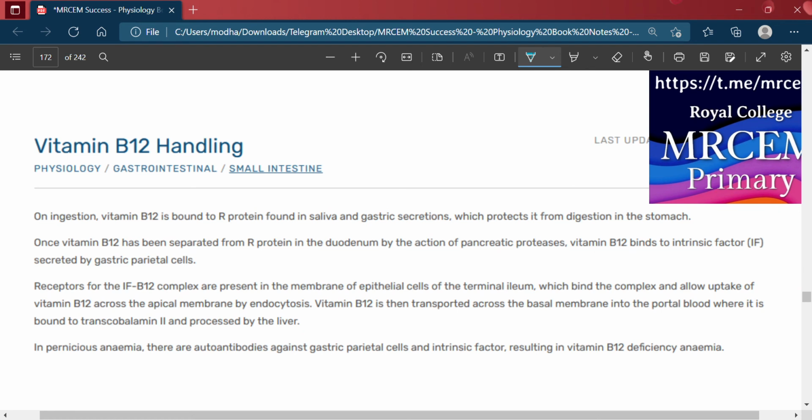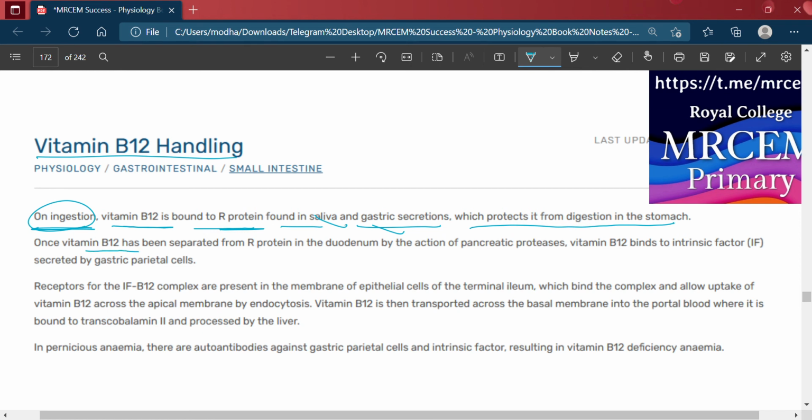Then there is vitamin B12 handling. On ingestion, vitamin B12 is bound to R protein found in the saliva and gastric secretion, which protects it from digestion in the stomach.